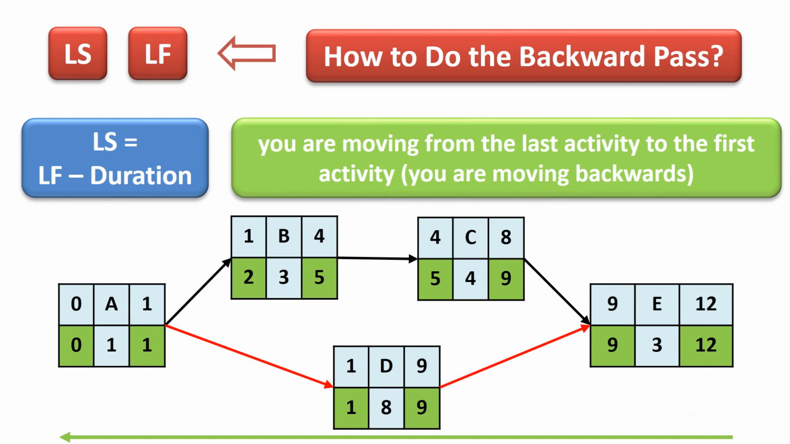The second formula is for backward pass, when you are moving from the last activity to the first activity. This formula will find the latest start time, LS, and latest finish time, LF, for each activity. To start the backward pass, make the last activity's LF the same as its EF. For all other tasks, the LF is the same as its immediate successor's LS. Use this formula on screen to calculate LS.